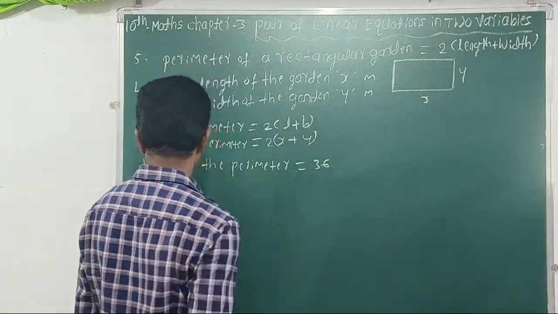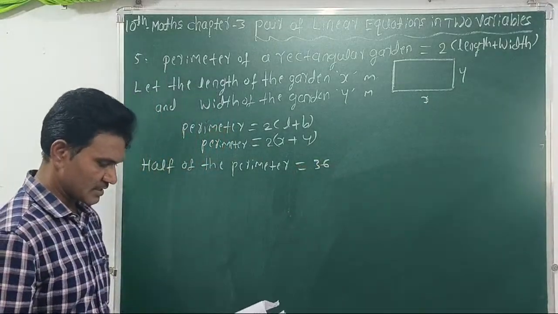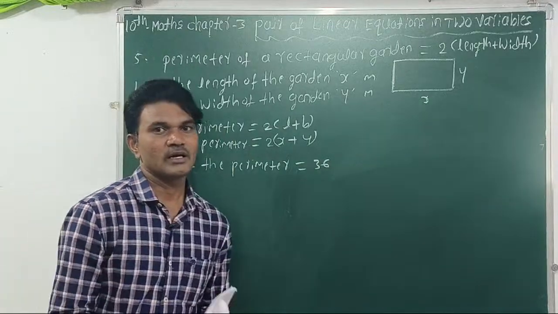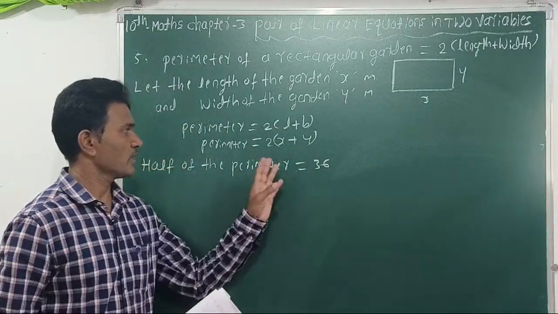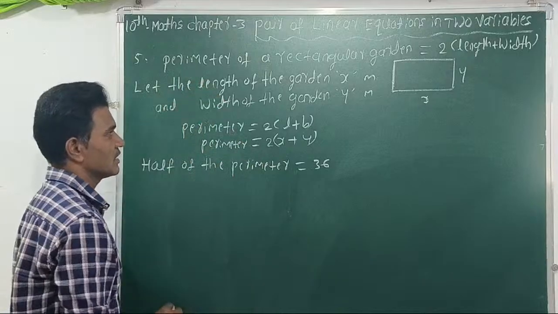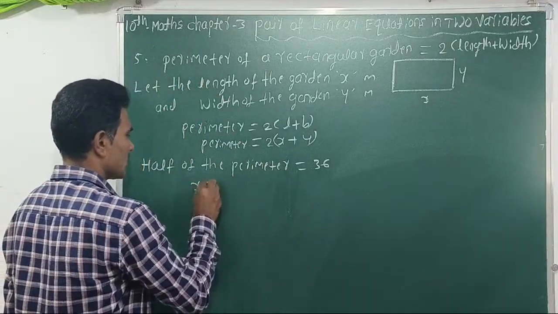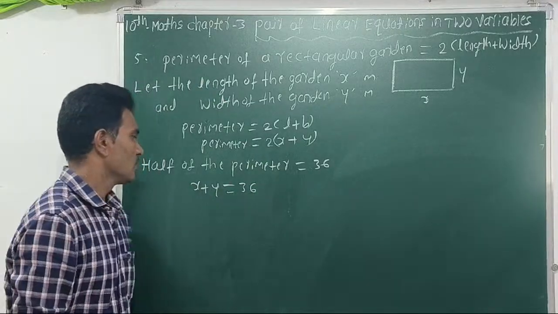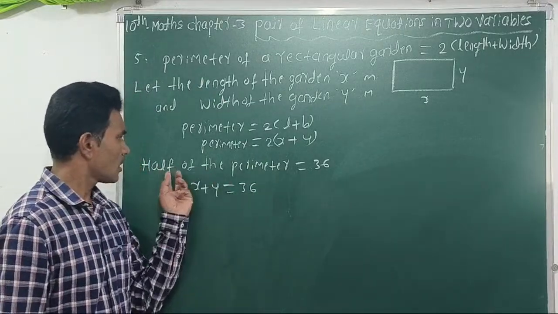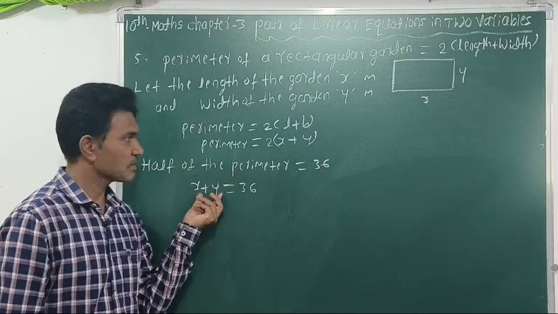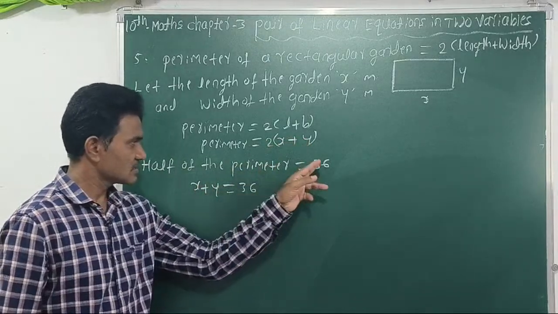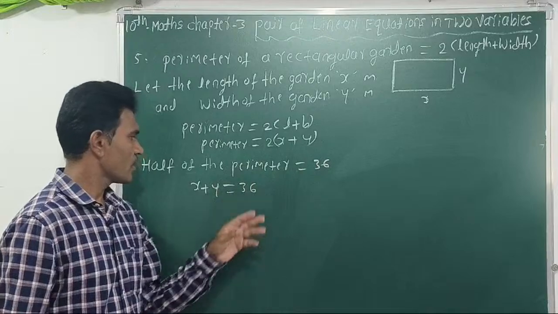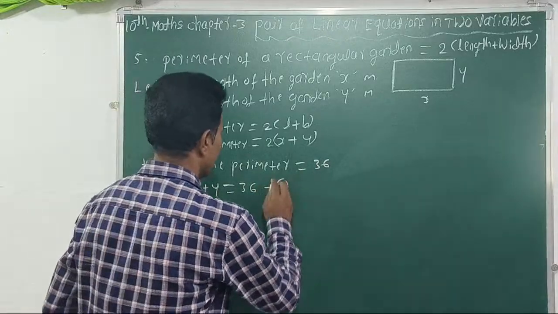Half of the perimeter is 36. Then we come to know that we can write one equation, that is x plus y is equal to 36. Yes, because half of the perimeter is x plus y, that is 36. Call this equation as 1.